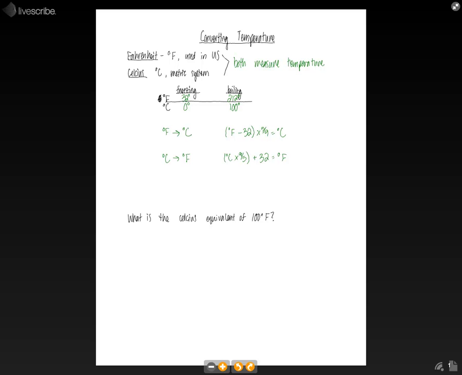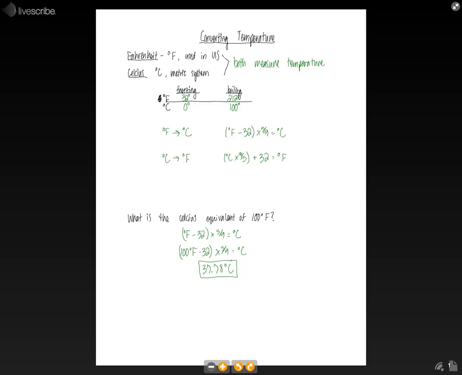And so if we look at this question, it says, what is the Celsius equivalent of 100 degrees Fahrenheit? So we're given Fahrenheit and we want Celsius, so our equation is going to be degrees Fahrenheit minus 32 multiplied by 5 over 9 to give us degrees Celsius. So we input our 100 degrees Fahrenheit into our equation. If we go ahead and calculate this out, we get a value of 37.78 degrees Celsius.